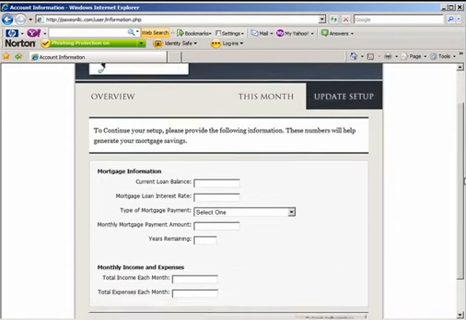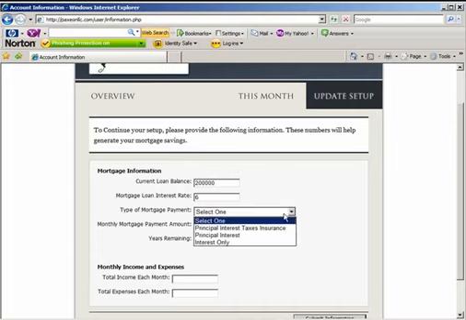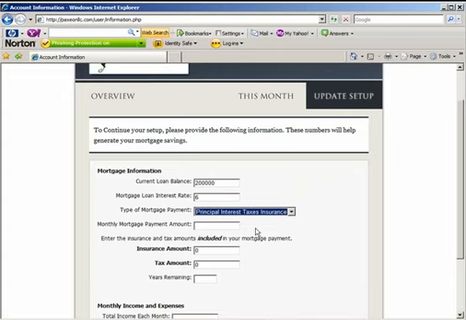Okay, now we're going to ask you for some abbreviated information about your mortgage loan, about your income, and your expenses. So in this case, what is the current balance of your loan? We'll say for this example that the current balance is $200,000. You're paying 6% interest, and you're making a monthly payment that is a principal, interest, taxes, and insurance payment.